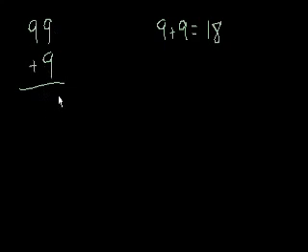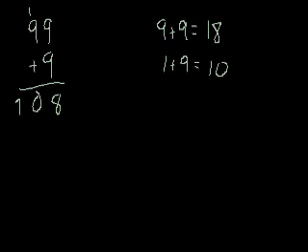So 9 plus 9, you put the 8 down here, and you carry the 1. And now you just say 1 plus 9. Well, you know what 1 plus 9 is. 1 plus 9 is equal to 10. And so there's nowhere to carry this 1, so you write the whole thing down here. So 99 plus 9 is equal to 108. Let's do one more problem.